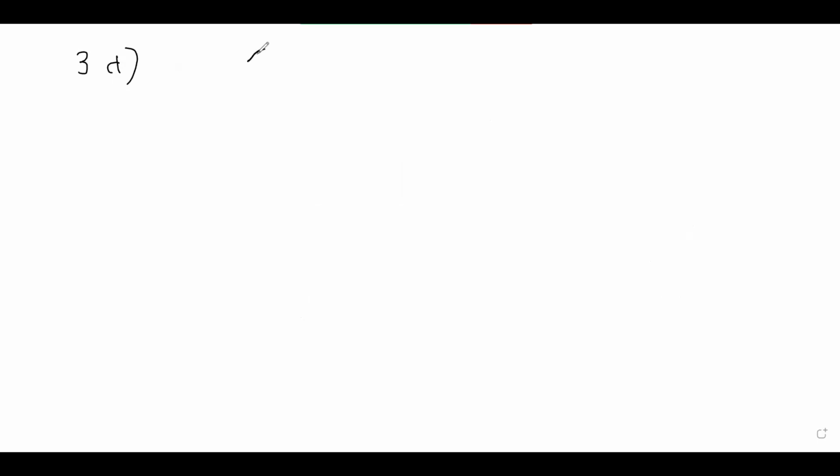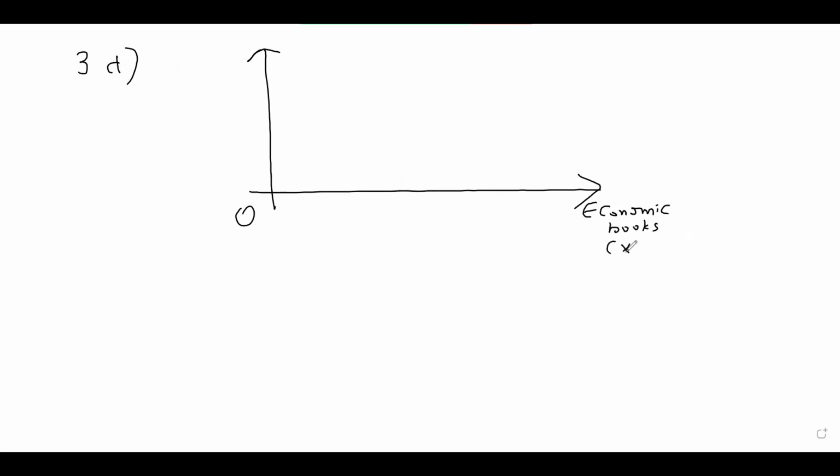Again, let me first draw the basic axis. On the horizontal axis, we have economic books. On the vertical axis, we have other books. Let's come back to the back problems.